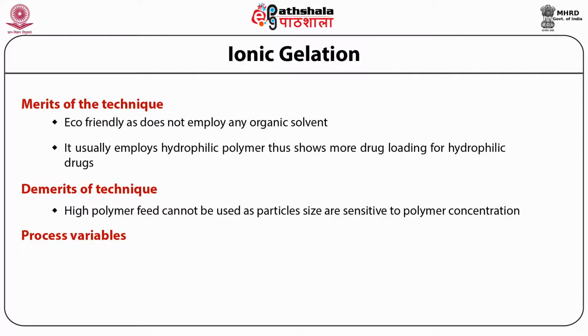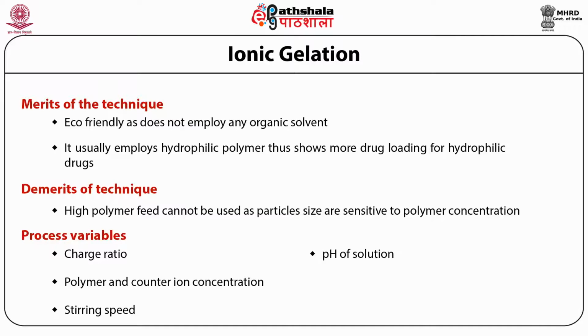Now, what are the process variables which affect the efficiency of this method? The first, very important variable is the charge ratio between polymer and ion inducer. Second is polymer and counter ion concentration. Third is the stirring speed during mixing of these two solutions, then pH of the solution and initial drug concentration.